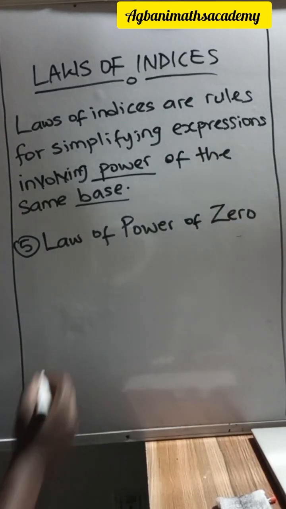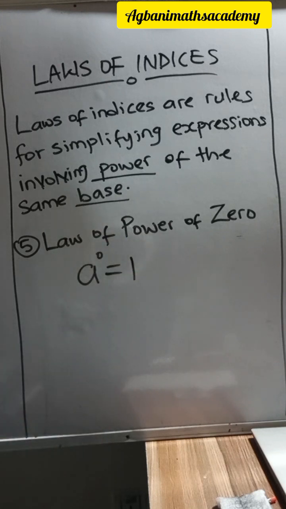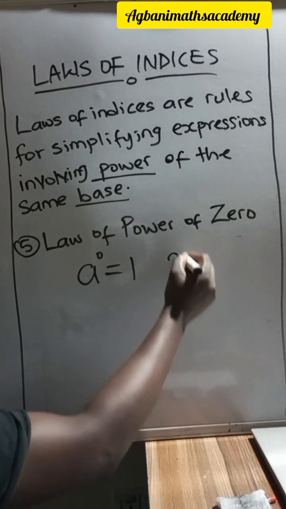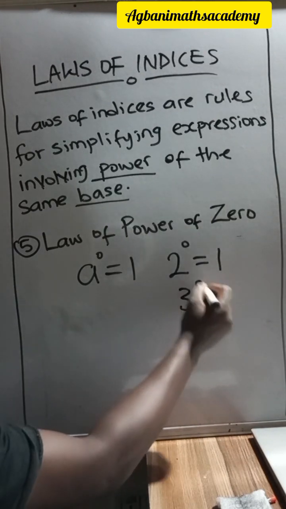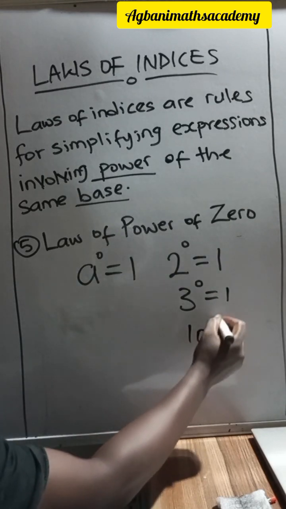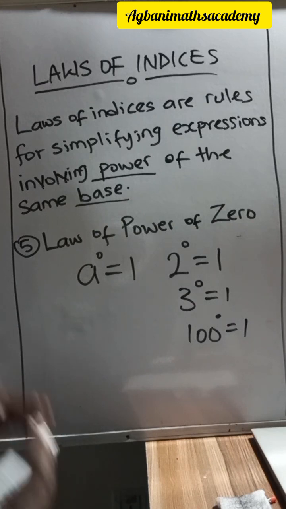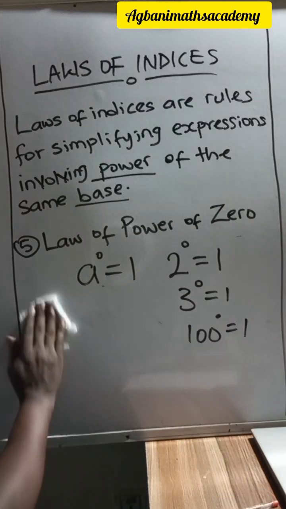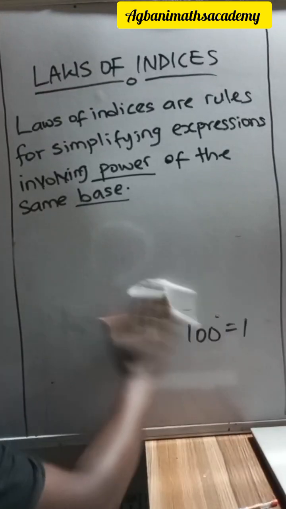So let's look at the law of power of 0. a to the power of 0 is equal to 1. This means that 2 to the power of 0 is equal to 1, 3 to the power of 0 is equal to 1, 100 to the power of 0 is equal to 1. Any number for that matter to the power of 0 is equal to 1. Then the sixth law of indices.